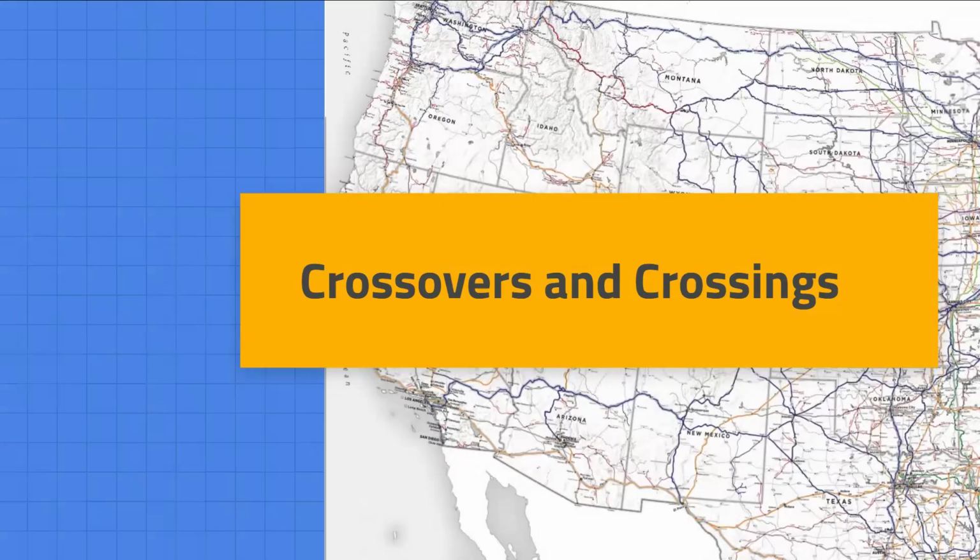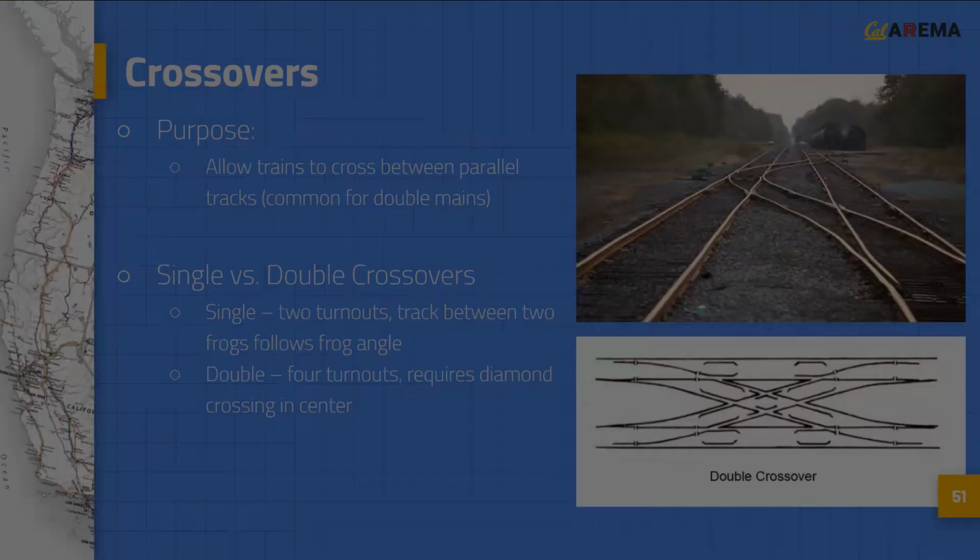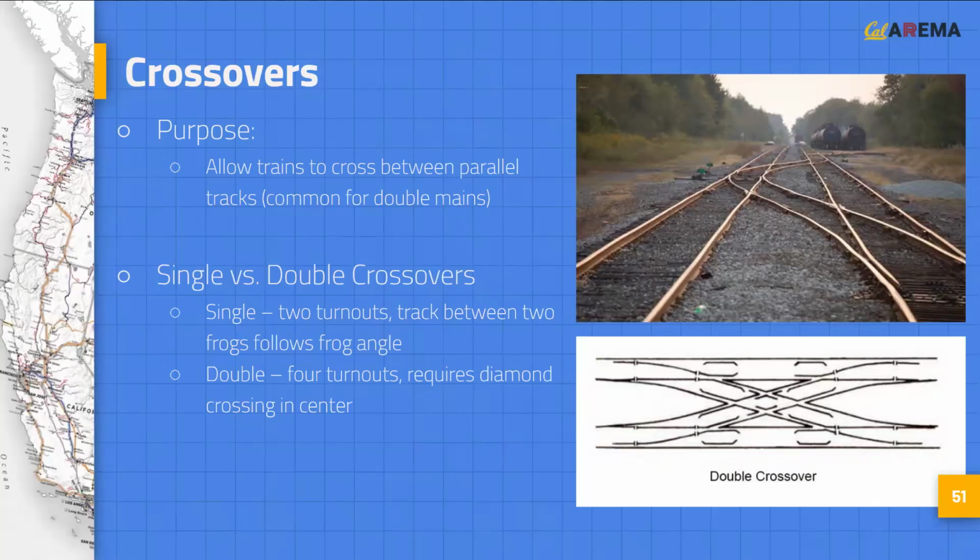Finally, we will briefly discuss railway crossovers and crossings. Crossovers are implemented to allow trains to cross between parallel tracks and are especially common in double main territories. Single crossovers can be considered as two turnouts, with the track between following the frog angle of the turnouts. Double crossovers are essentially two single crossovers overlaid on top of each other, and thus consist of four turnouts with a diamond crossing in the center. While double crossovers are more expensive to install and maintain, they have a significantly smaller footprint, so they are commonly used in yards, stations, or transit applications where space is limited.